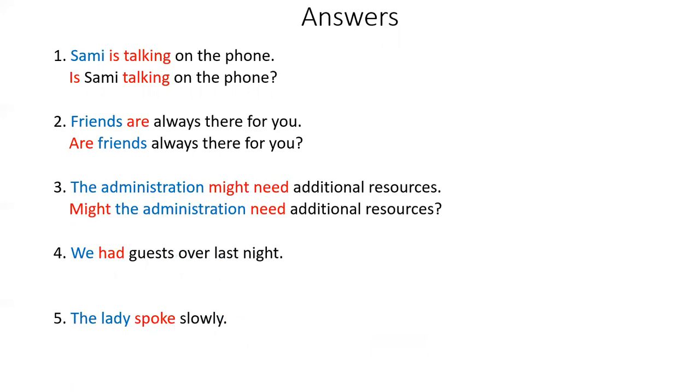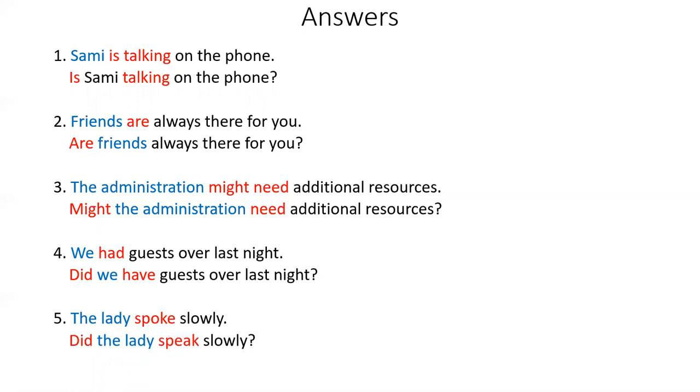We had guests. Notice that here the verb had is not a helping verb. It is actually a main verb, and I can't use had before the subject. This is the main verb without any helping verbs. So what do I use with it? I use the verb do. And the question is, did we have guests over last night? Finally, the lady spoke. Did the lady speak?